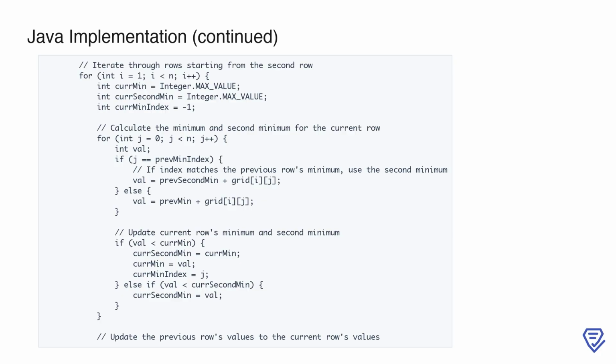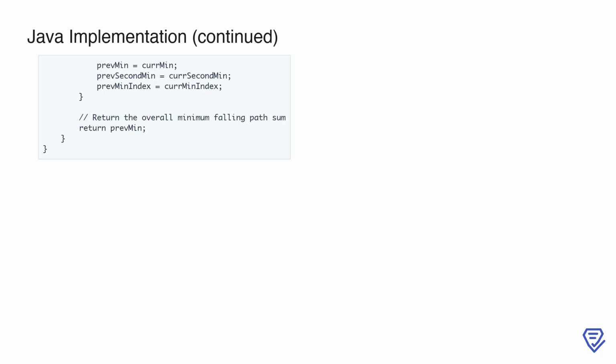As we calculate these values, we update the current row's minimum and second minimum variables accordingly. This allows us to efficiently track the smallest and second smallest sums for the current row. Finally, after processing all the elements in the current row, we update our previous row's minimum, second minimum, and minimum index to reflect the values from the current row. This prepares us for the next iteration. Once all rows have been processed, the overall minimum falling path sum will be stored in prev_min, which we return as the result. This approach ensures an optimal solution by avoiding redundant calculations and utilizing the minimum and second minimum values to efficiently compute the path sum, all while adhering to the constraints of the problem.